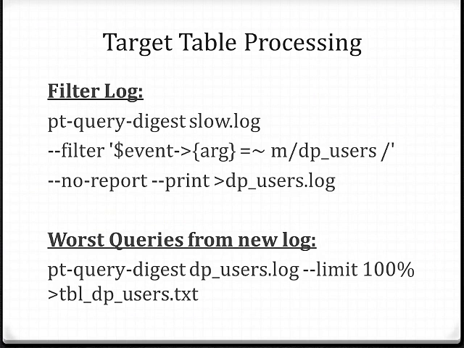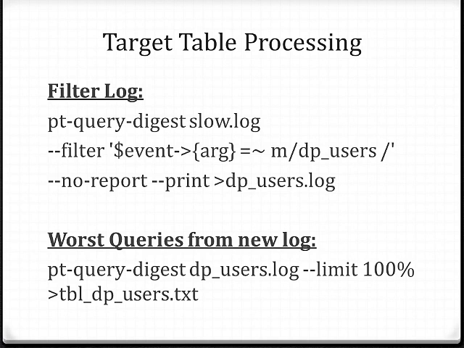So the target table processing. You have the table that you want, and what you want to do is take the very large slow log of a 24-hour period and filter it only on the table that you want. I said I want to filter on DP users. What this whole query does is it goes through the 24-hour slow log that we had, with all the many queries. Pretend it's like 30 gigabytes, and it filters only queries that contain DP users. So I try to get it just for that table.